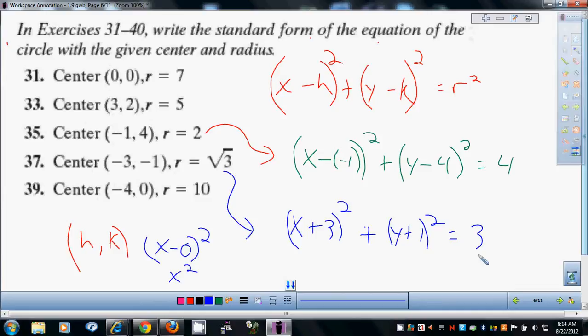While people are writing that down, are there any questions about how we're getting these answers? Big thing is to have the formulas in your notes. If you have the formulas in your notes, then this whole section is just plugging stuff into formulas. No? Okay.